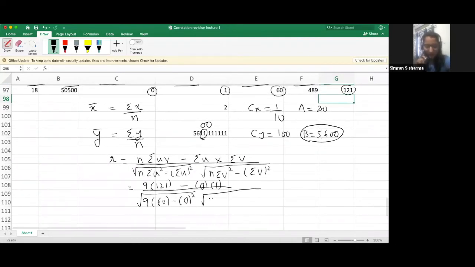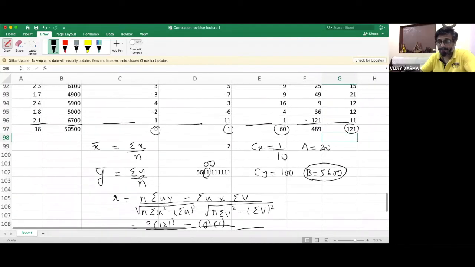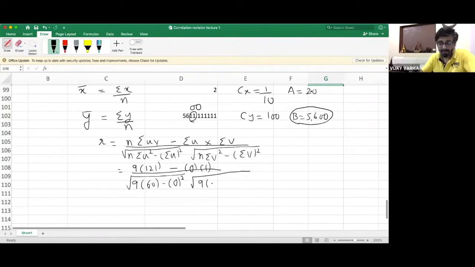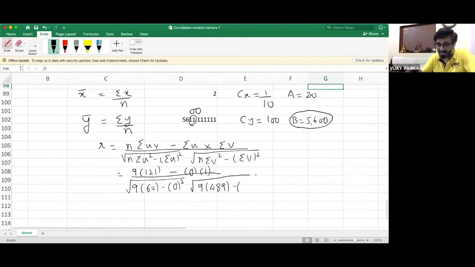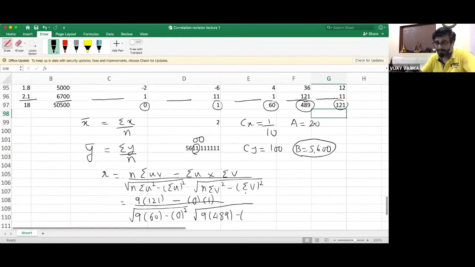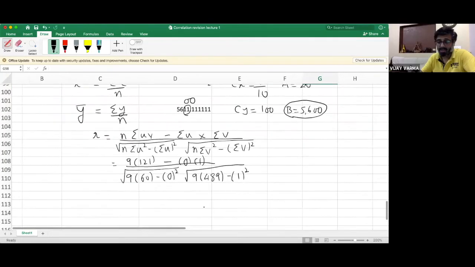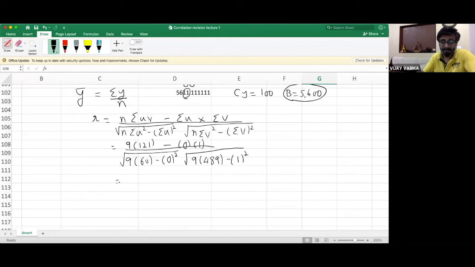Now tell me again n. N is 9. Sigma v square is 489, minus sigma v whole square. Now tell me carefully, like sigma u whole square, what is sigma v whole square? 1. Very good, 1 square. Sigma v whole square means 1 square. Mute yourself.